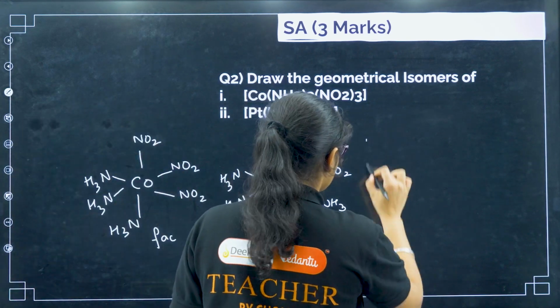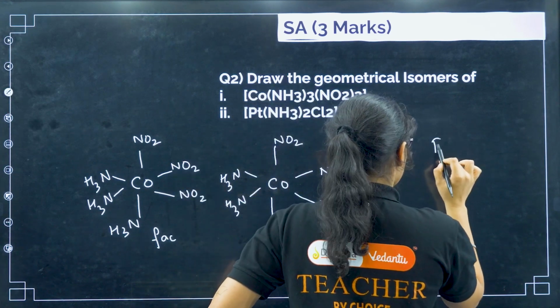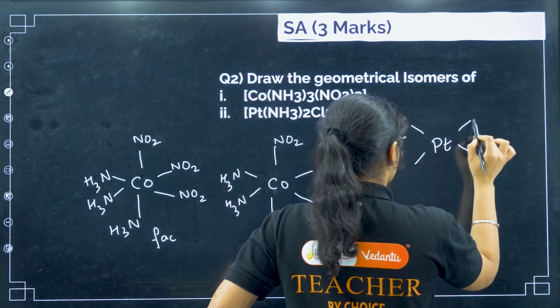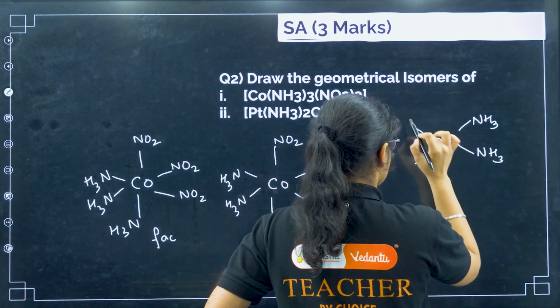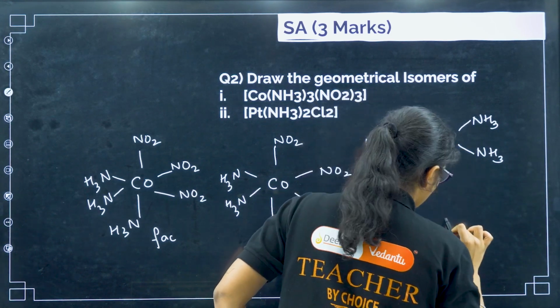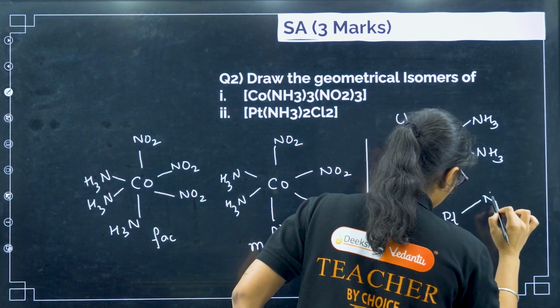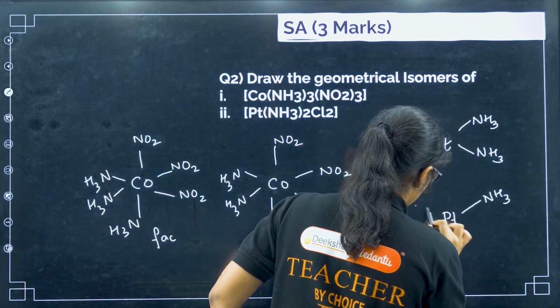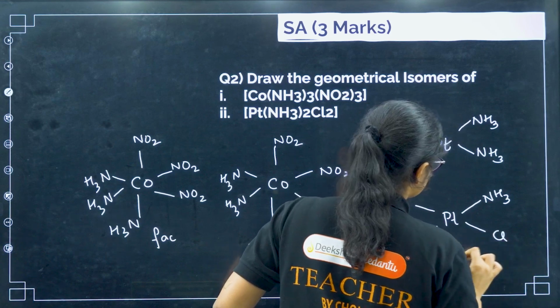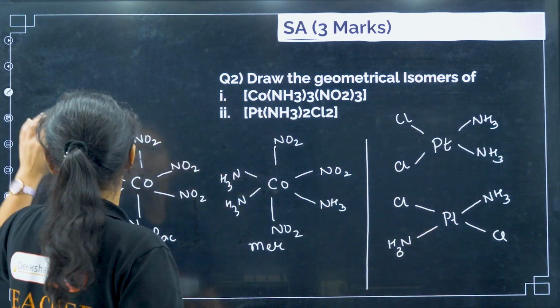Now coming to here, cis and trans, Pt, NH3, NH3, Cl and Cl, and here we have Pt, NH3, NH3, Cl and Cl. So this is cis and this is trans, okay.